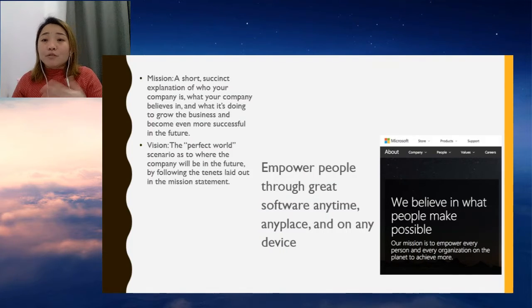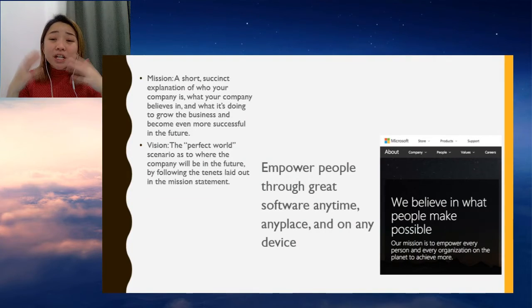Now, if you look at the slide that I've given, Microsoft: we believe in what people make possible. That's basically their mission. Our mission is to empower every person and every organization on the planet to achieve more. One simple statement to be their mission. All right. And of course, their vision is to empower people through great software, anytime, any place, and on any device.